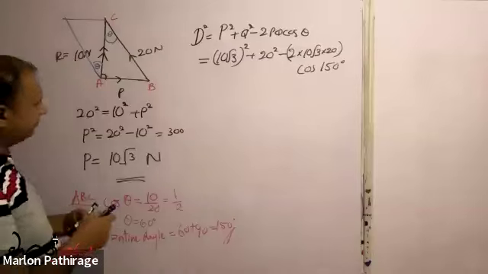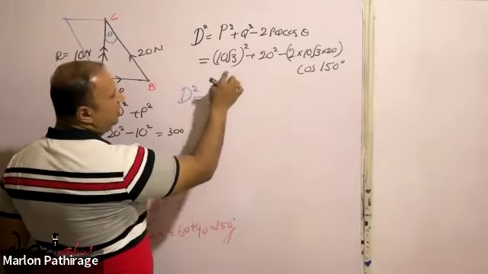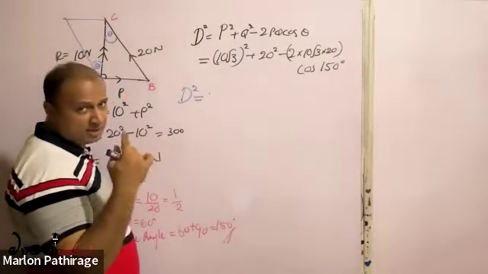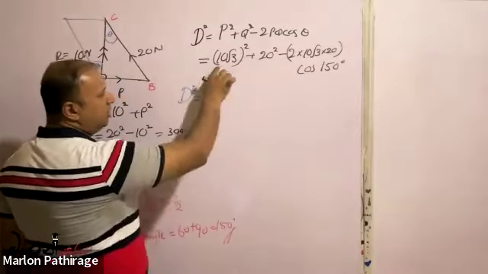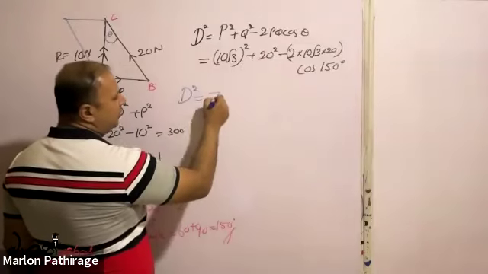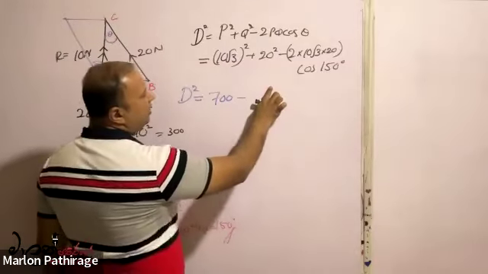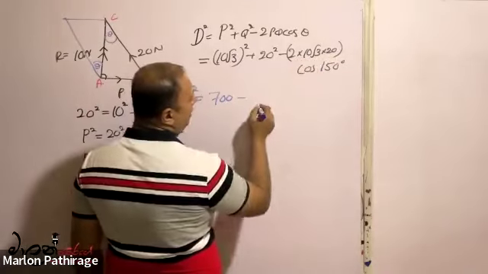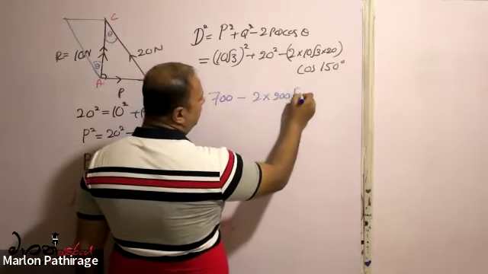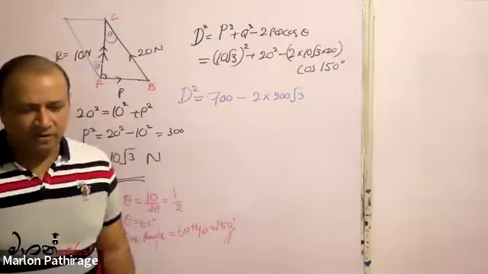We can solve that one. D squared equals 10 root 3 squared, which is 300, plus 20 squared, which is 400. So 400 plus 300 is 700, minus 2 times 10 root 3 times 20, which is 400 root 3, cos 150. What is the value of cos 150? Plug that in here.